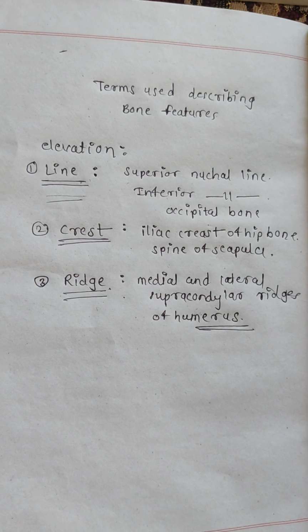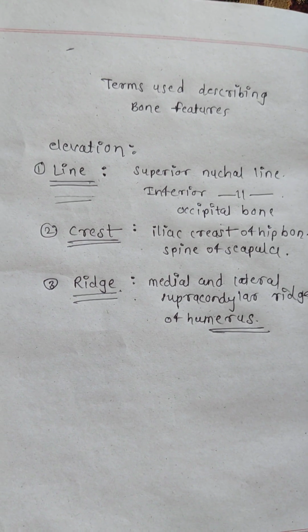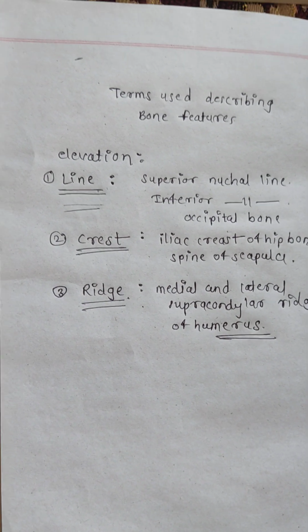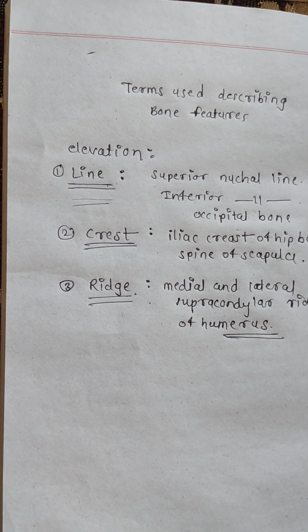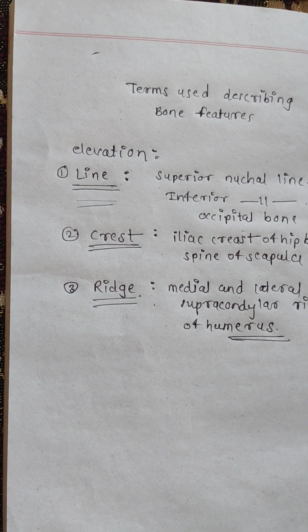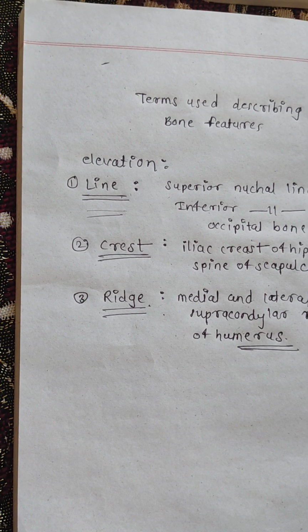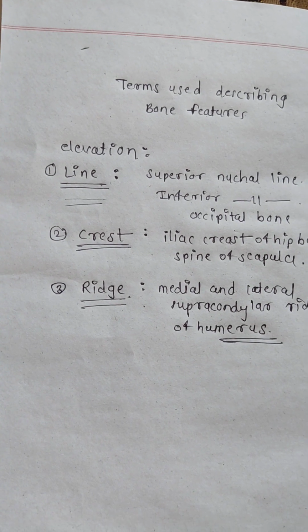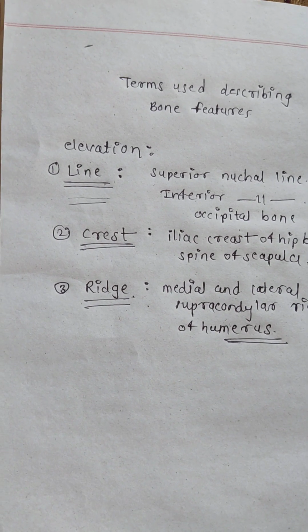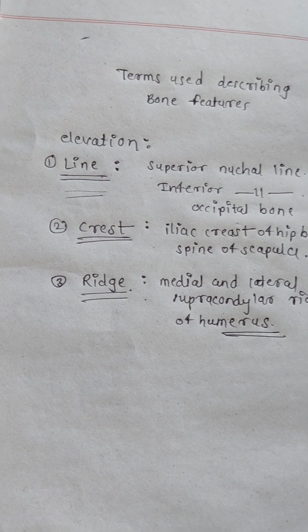So in this way we see the elevations present in our body. You have to remember this because it is basic to naming anatomical terms in anatomy. In the next video we will see the rounded elevations present in our body, what they are called, and where they are present. Thank you.